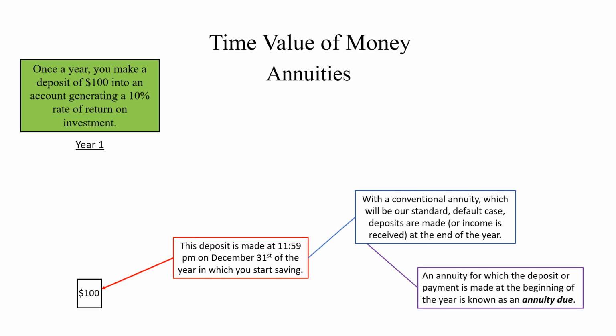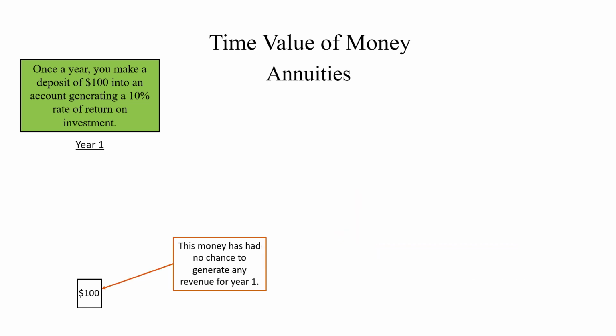An annuity for which the deposit or payment is made at the beginning of the year is known as an annuity due. These are special exceptions, and we won't deal with them very much in this class this semester. So there's our money stacked up in some bank vault somewhere at the end of year one, $100.